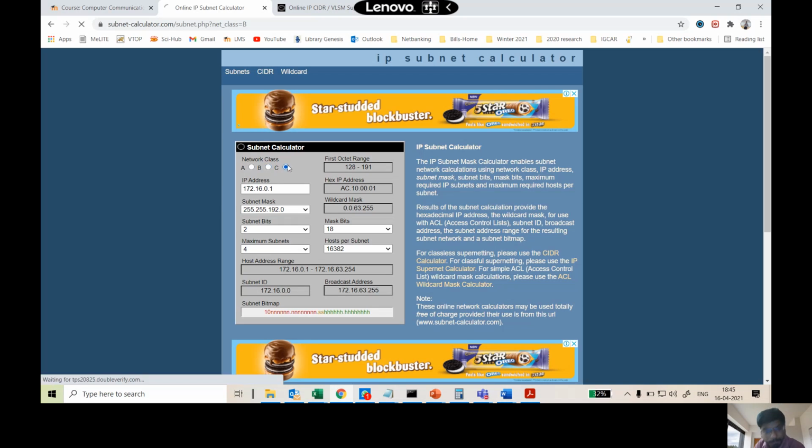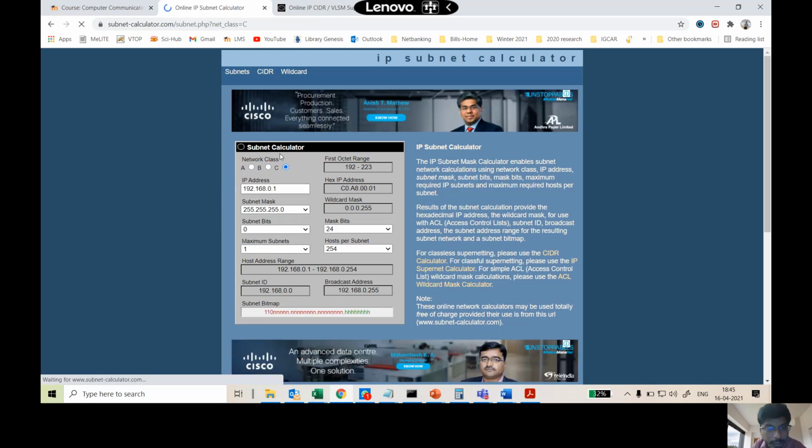So just play around with this calculator. Take a class C block, 192.168. Now say I want to split it up into 4 subblocks. So I borrow 2 bits from the host part. So I get 4 subnets, right? Now it's a /24 block, and I have borrowed 2 more bits. 00 identifies subnet 1, 01 identifies subnet 2, 10 identifies subnet 3, right?